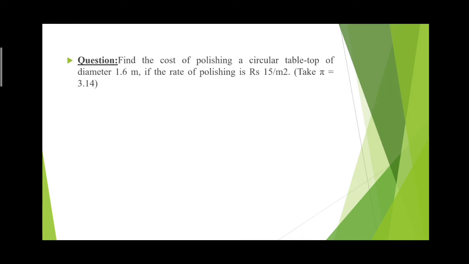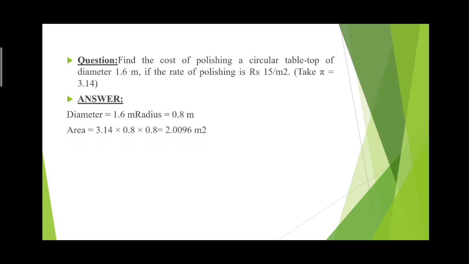Let's do another question. Find the cost of polishing a circular table top of diameter 1.6 meter if the rate of polishing is 15 rupees per meter square. Take pi is equal to 3.14. Diameter is given 1.6 meter and radius is equal to diameter by 2, is equal to 1.6 divided by 2, is equal to 0.8 meter. Area is equal to 3.14 into 0.8 into 0.8, is equal to 2.0096 meter square.